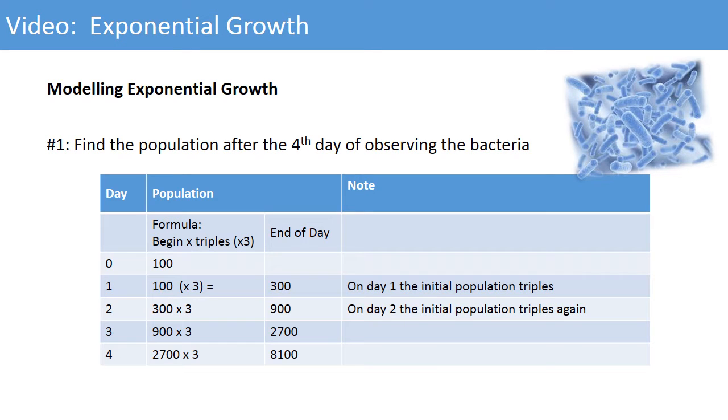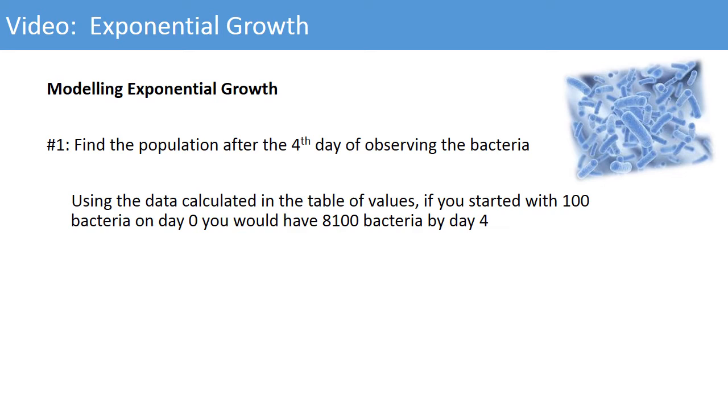If we continue the pattern, we will notice that on day 3, 900 times 3 would give us 2,700 bacteria, and on day 4, 2,700 times 3 would give us 8,100 bacteria. Wow, they're really growing. This means that on day 4, if you started with 100 bacteria on day 0, you would have 8,100 bacteria by day 4.